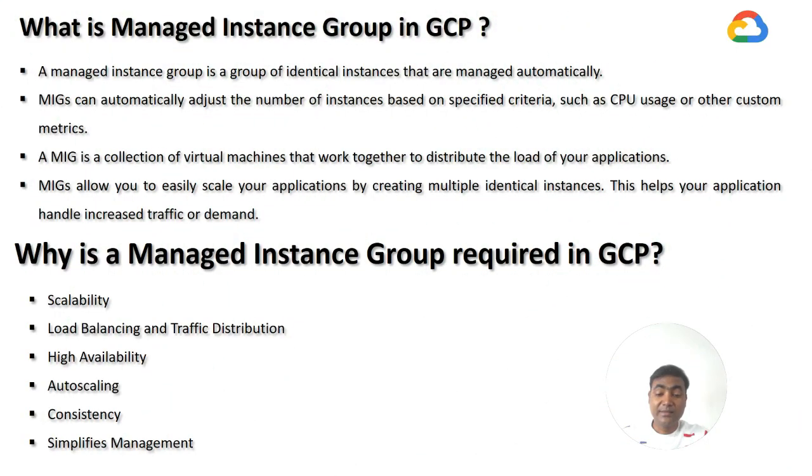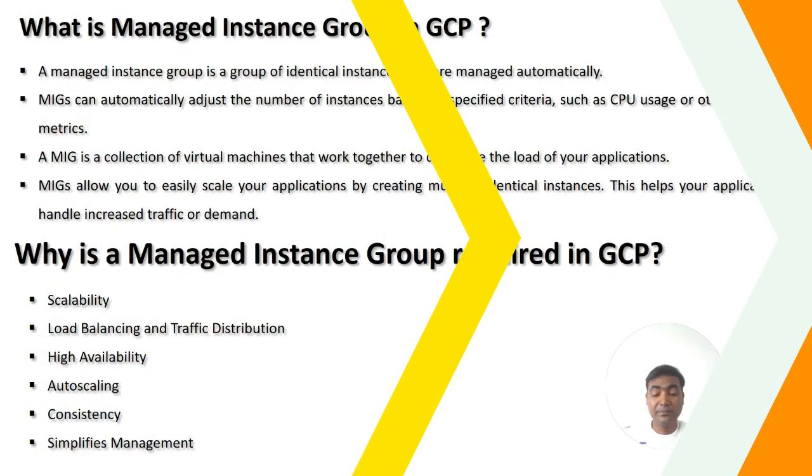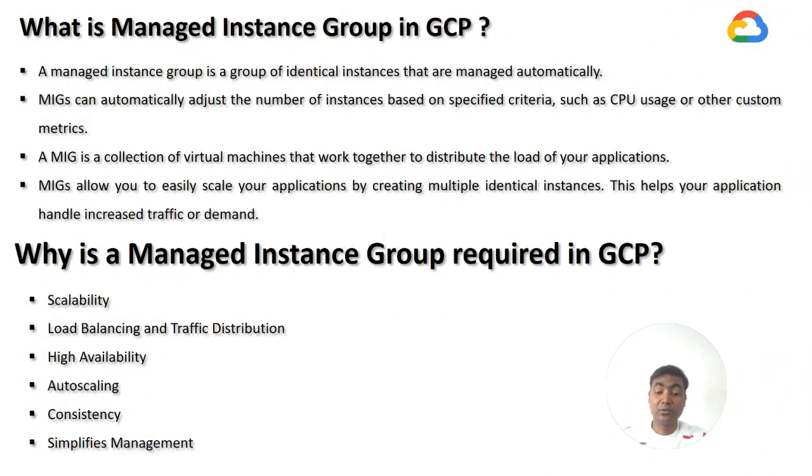Auto scaling, guys: MIG can automatically scale up or down the number of VMs in the group based on demand. This ensures that you always have the right amount of resources for your workload without having to manually manage the number of VMs. Auto healing means, guys, MIG can automatically detect and replace the unhealthy VMs.